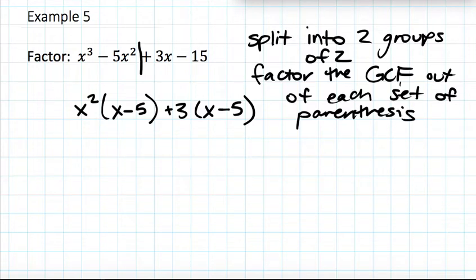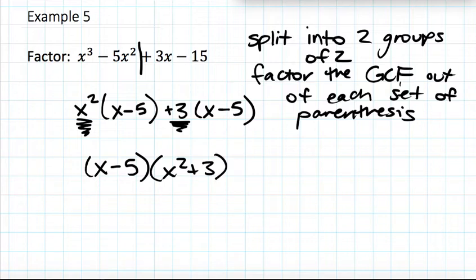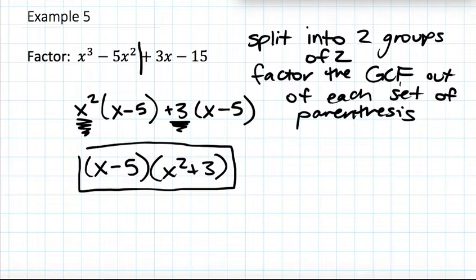Now I'm going to do the same thing that I did in example 4. So one of my sets of parentheses is going to be x minus 5, that's the GCF, and then the other set of parentheses is going to be x squared plus 3. So that's the answer. And like usual, you can always check factoring problems by multiplying things out. So if I were to use FOIL on this, I could check my answer and make sure that I got back to what I originally started with.